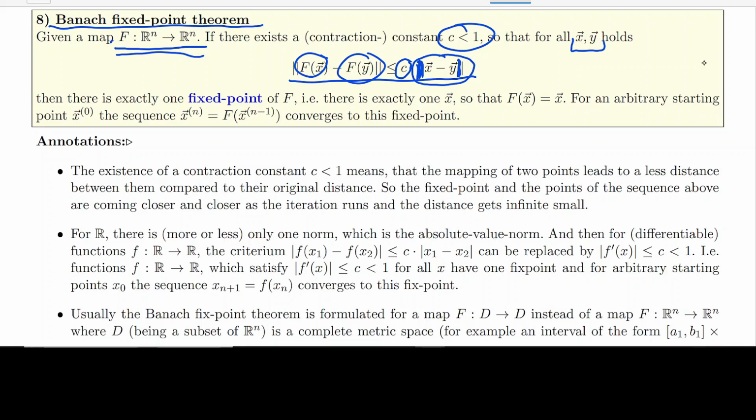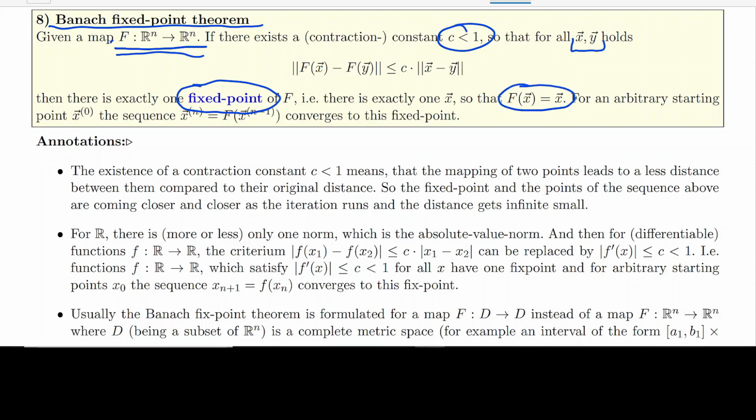If this distance is less than the original distance was, then we are in the situation where the Banach fixed point theorem tells us something. Then what does it tell? It tells us there is exactly one fixed point of f. What is a fixed point? A fixed point is a point where the image is the same as the input. We will see later some examples.